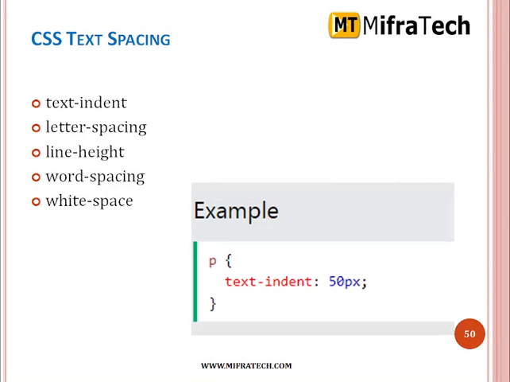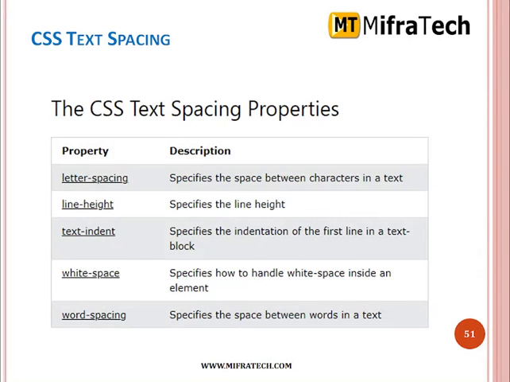Text spacing: text-indent, letter-spacing, line-height, word-spacing and white-space. The example is a paragraph with text-indent of 50 pixels. CSS text spacing has these properties: letter-spacing, line-height, text-indent, white-space and word-spacing. Letter-spacing specifies the space between the characters in a text.